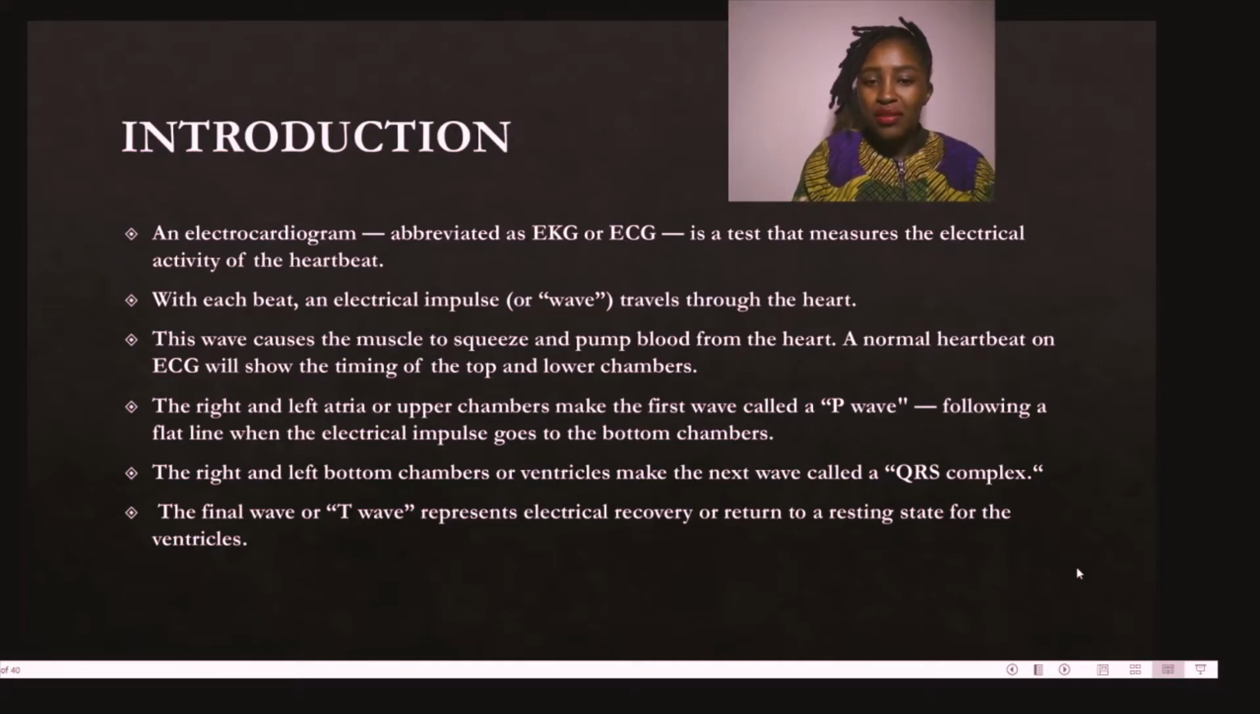A normal heartbeat on ECG will show the timing of the top and lower chambers. The right and the left atria, or the upper chambers, will make the first wave called a P wave. Following a flat line, when the electrical impulse goes to the bottom chambers, the right and the left bottom chambers, or the ventricles, make the next wave called a QRS complex. The final wave, or T wave, represents an electrical recovery or return to resting state for the ventricles.